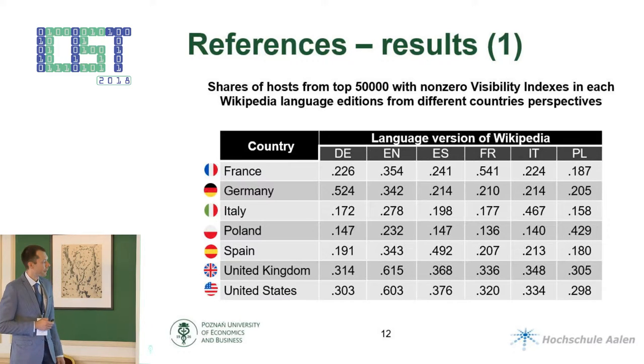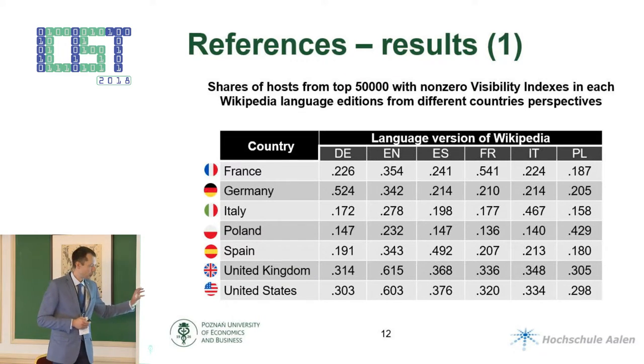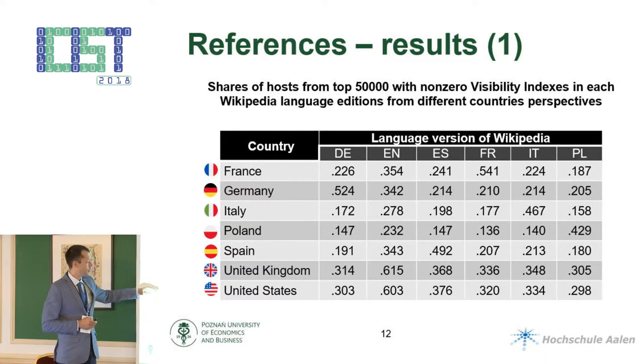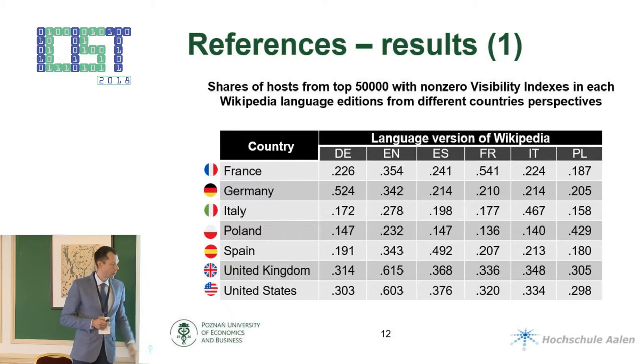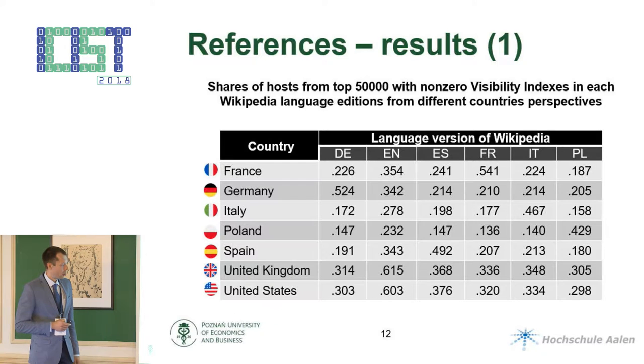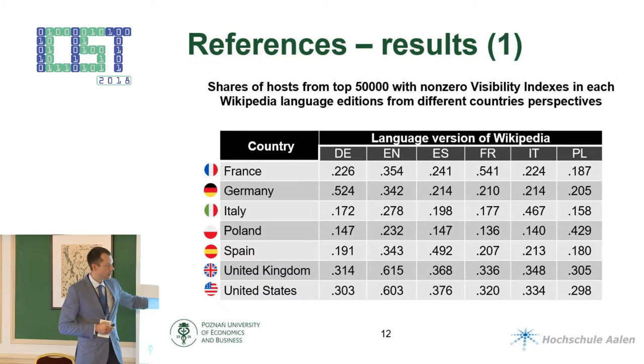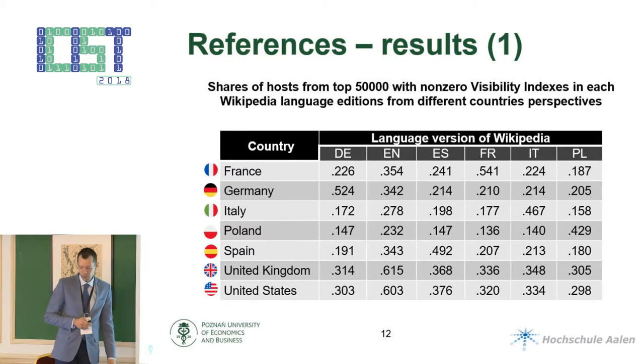We see that the bigger value is in the language version which is related to a specific country. For example, if we analyze hosts from the German version of Wikipedia, we have visibility index from the German side. We have the highest value. Another example, Italian from other language version. From the Italy perspective, visibility index is the highest in the local language version.